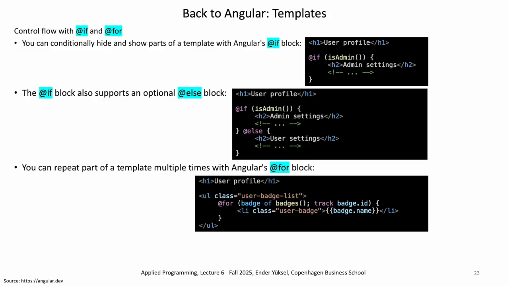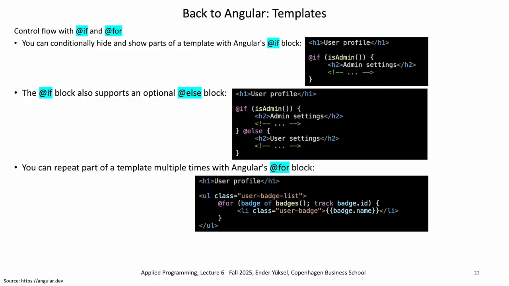Let's break down this new example. Badge is the loop variable representing each item in the current iteration. Badges is the array collection to iterate over. It is actually calling a method that returns badges. Track badge ID tells Angular how to identify each item uniquely, that is, with their ID.